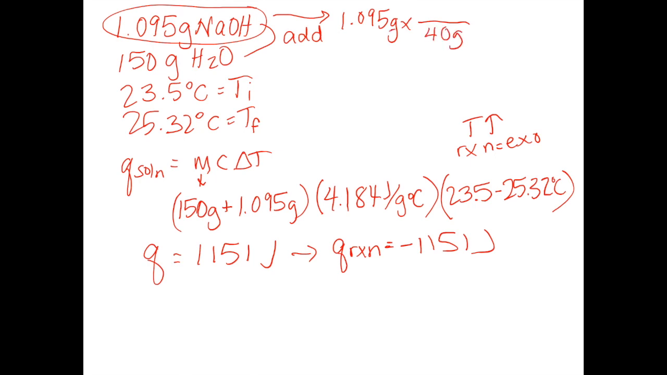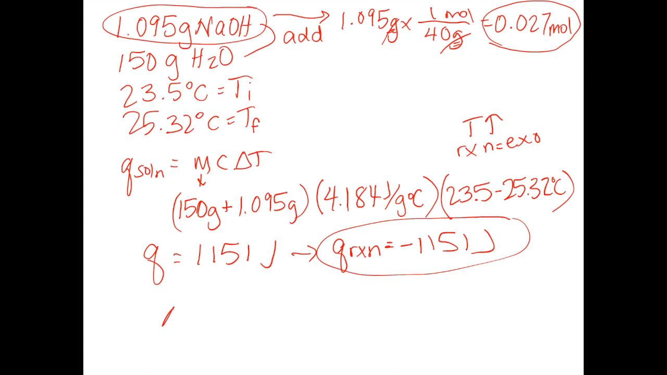Grams goes on the bottom because I need whatever's up here to match whatever's down here, and 1 mole goes on the top because your units for molar mass are grams per mole. Grams cancel. So I take 1.095 divided by 40, and I get 0.027 moles. I'm going to take the moles that I just found with my Q, and now I can just find delta H.